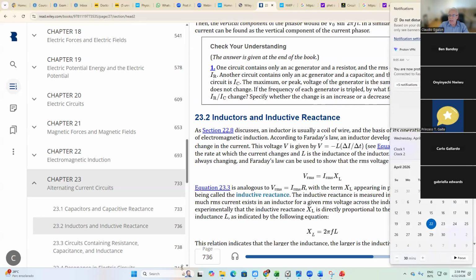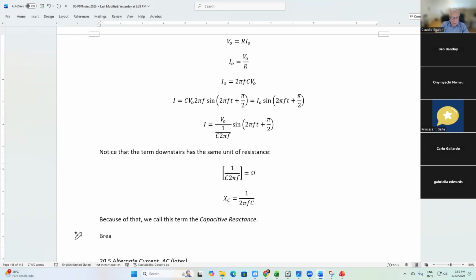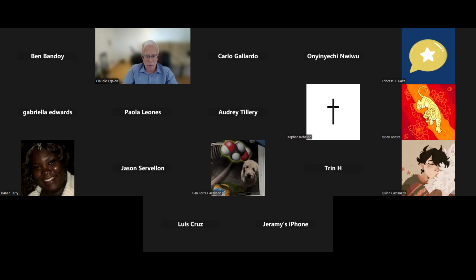It's 10:59. Any questions about that before we proceed? Of that we call this term the capacitive reactance. Okay, break, 11 a.m. to 11:15 a.m. When we return, we're going to do lab 4. Let's see if we have any questions. No questions so far. So I'll stop sharing and I'll see you in 15 minutes. Record setting.